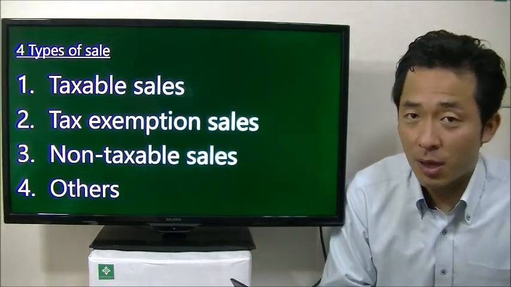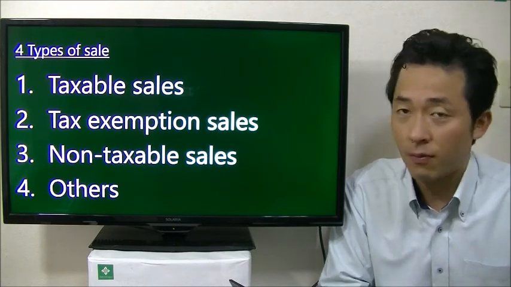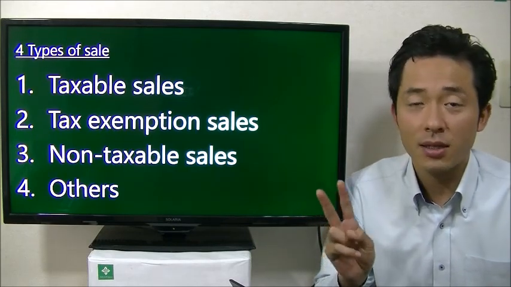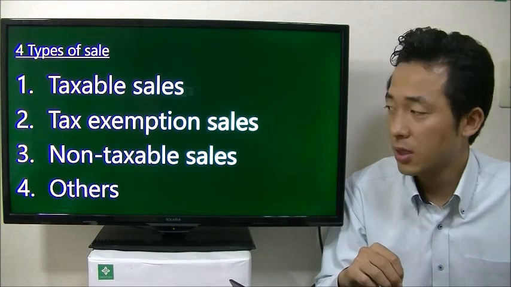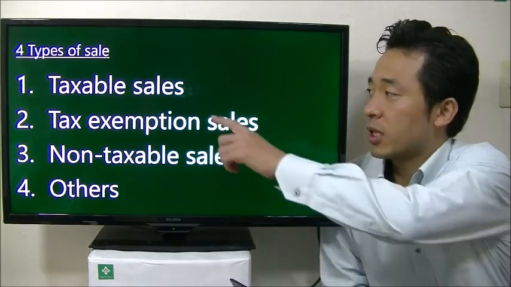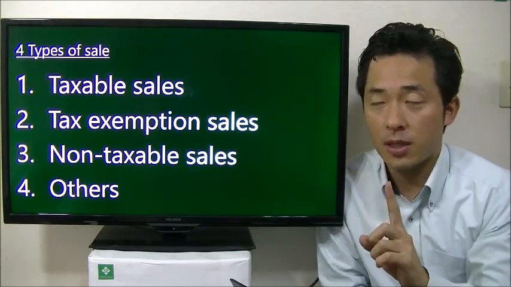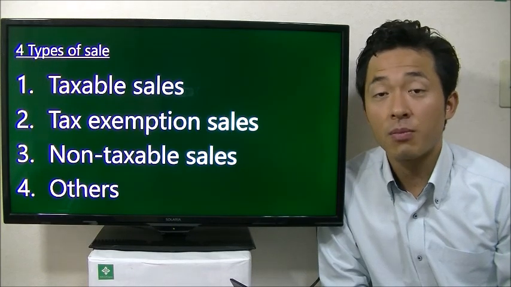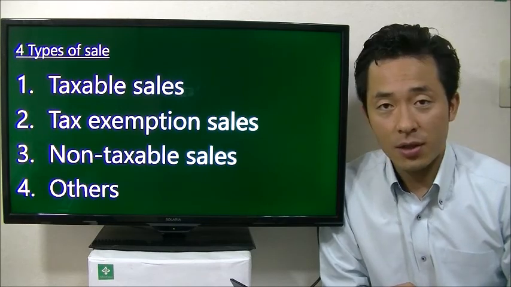Maybe you haven't heard about it, but there are 4 types of sales in Japan. The first one is taxable sales, 8%, the second one is tax exemption sales, the third one is non-taxable sales, and the fourth one is others. So 8% consumption tax applies only to the first type, taxable sales. For those 3 types, the consumption tax is not paid. But why are there 3 types of transaction?